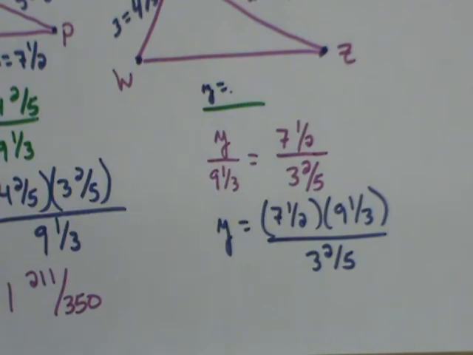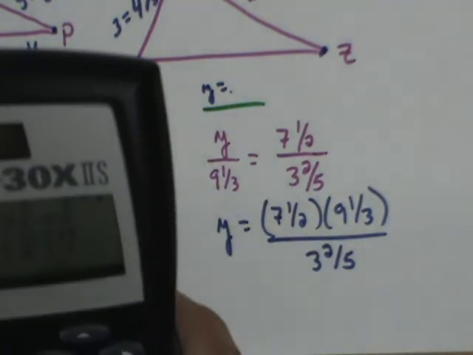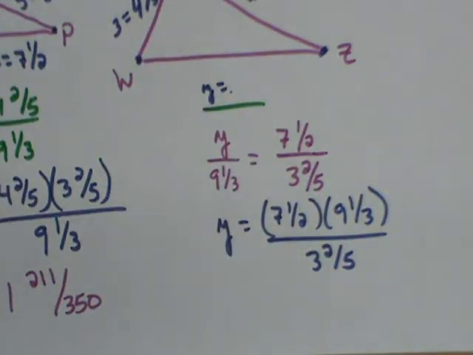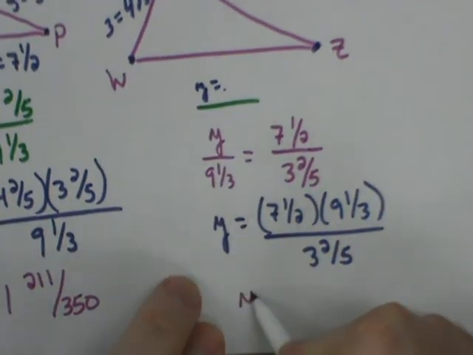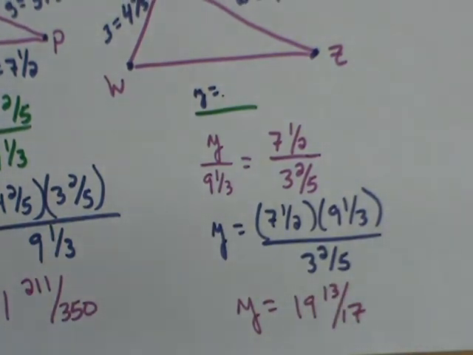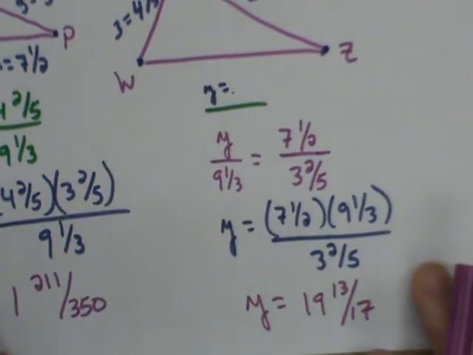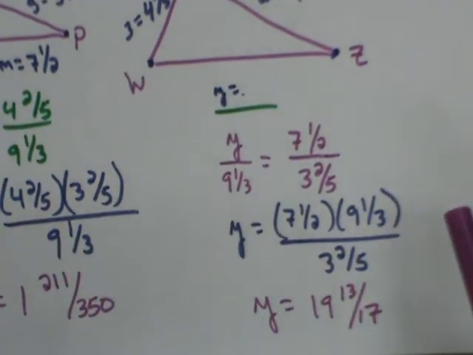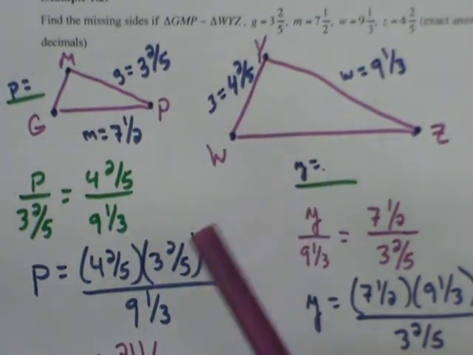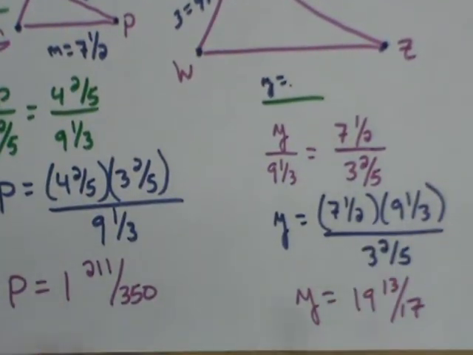And this time I got an answer of 19 13/17. So y equals 19 13/17. There's our second example of how to solve proportions on triangles, similar figures, where I had to draw the triangle, I draw the figure of the model to work off of, and then I set up my proportions.